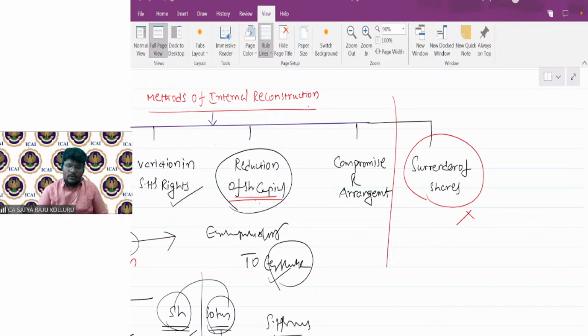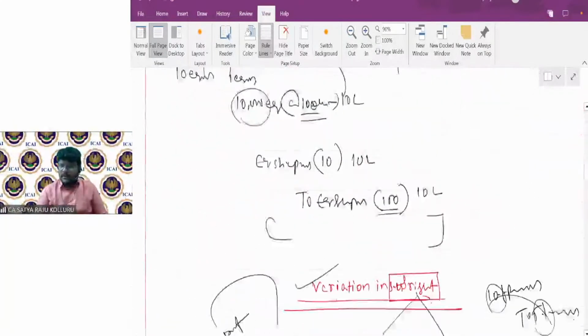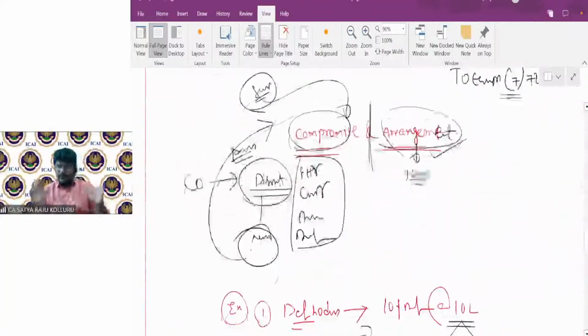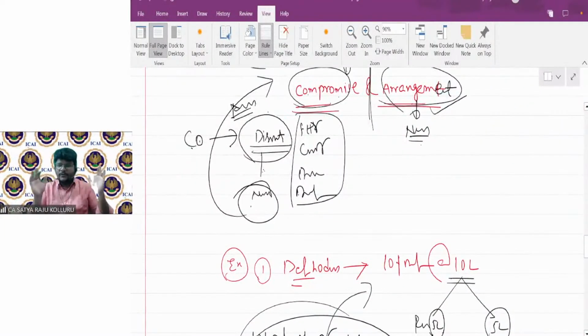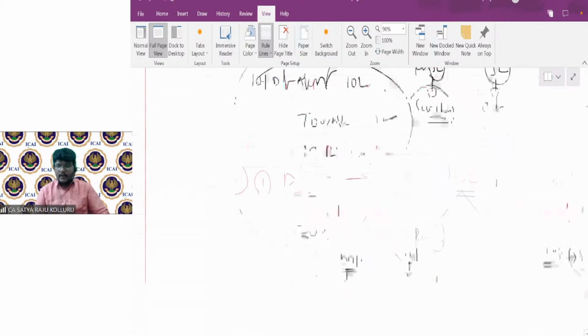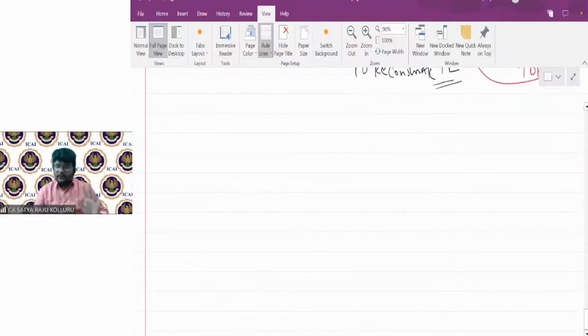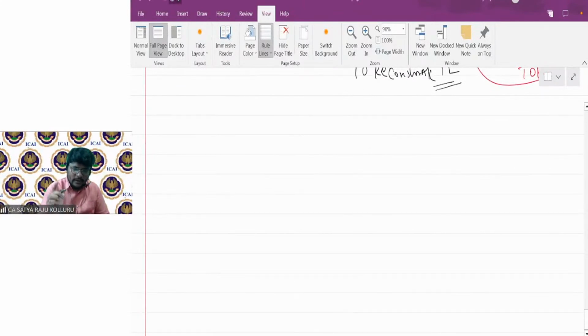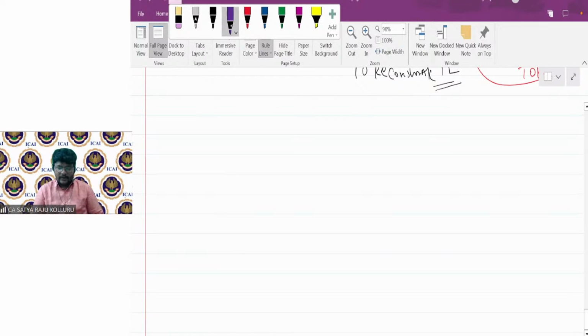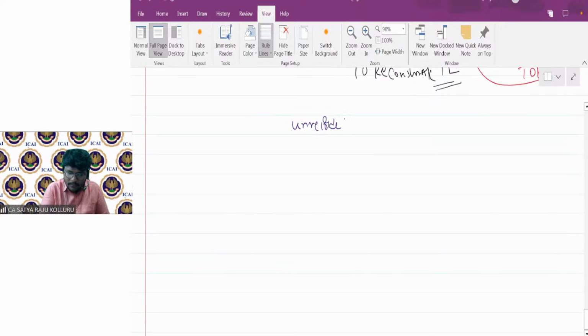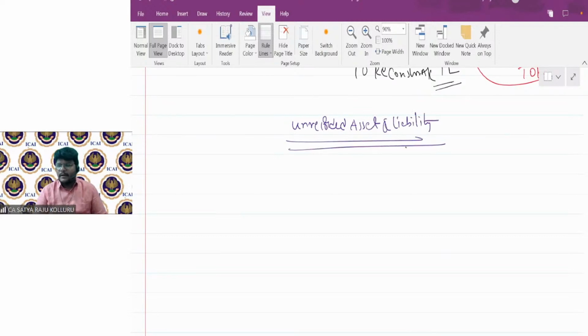Okay. Now, without any further delay, sir, after this, what we will do, I'll explain. Sir, after completion of all this internal reconstruction, what are we going to do? Or I think some more special aspects also I need to discuss. Okay. Let me continue the methods only. Compromise and arrangement only. Let me give one other concept. What is that? I'll tell you. The concept is unrecorded asset and liability.